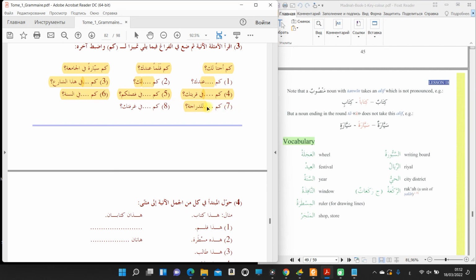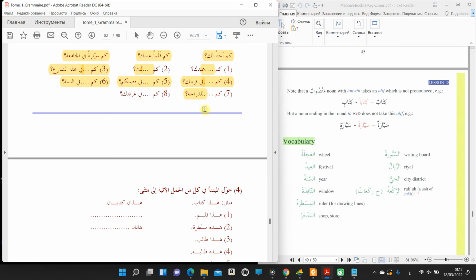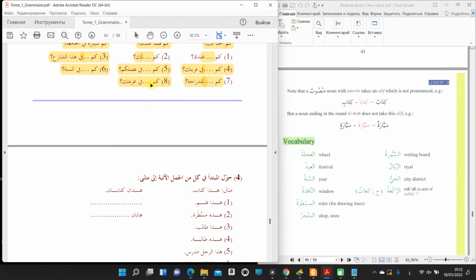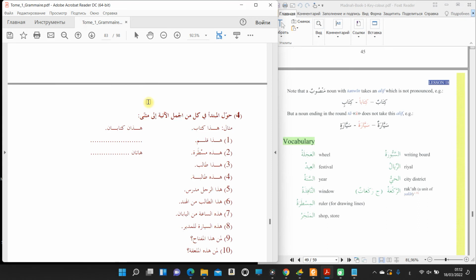كم للدراجة. How many for the bicycle. Well, let's say كم عجلة. How many wheels does the bicycle have? كم عجلة للدراجة. And here it says كم في غرفتك. How many in your room. Well, let's say كم نافذة في غرفتك. How many windows in your room. That's how it is.